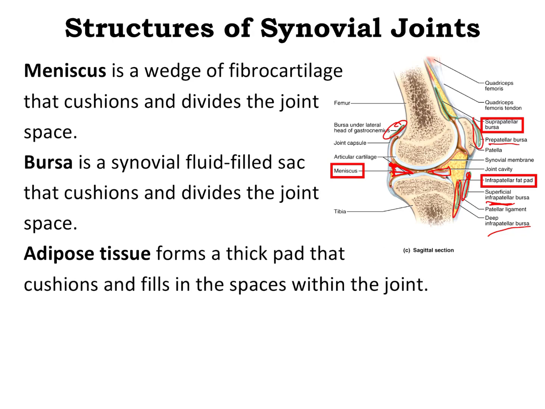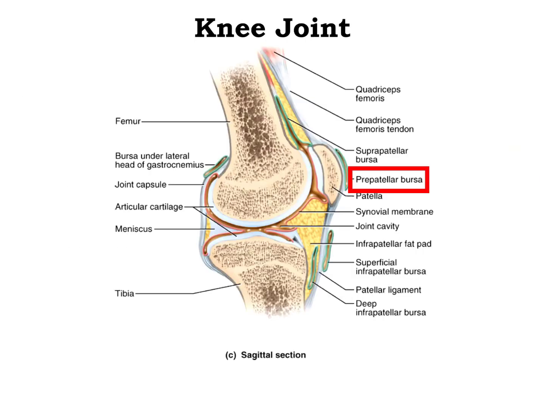And then there's adipose that forms a thick pad that cushions and fills the spaces within the joint. So wherever there's some spaces, it's going to be filled with something. It's not going to just be air. So you got some fat, adipose tissue. So you've got, again, some prepatellar bursa here.